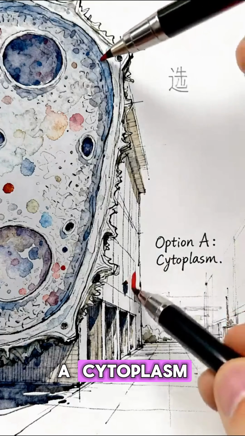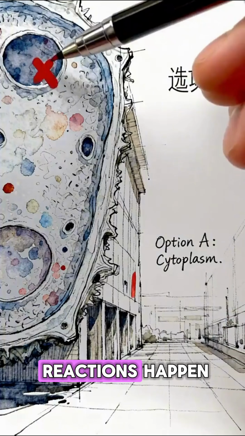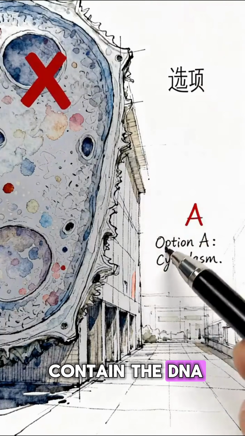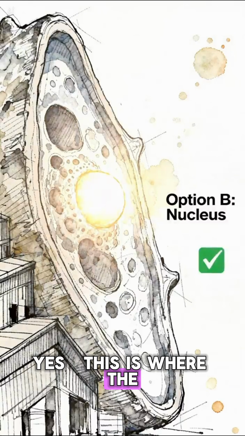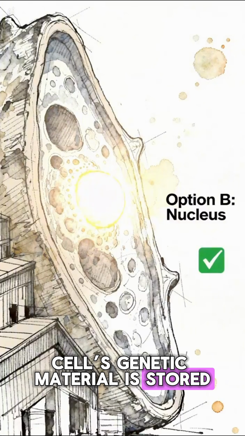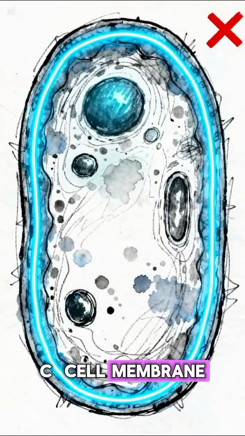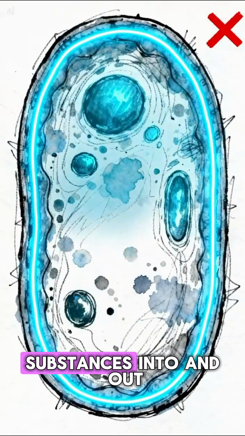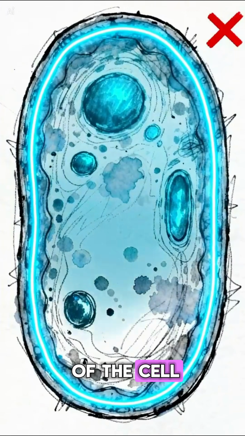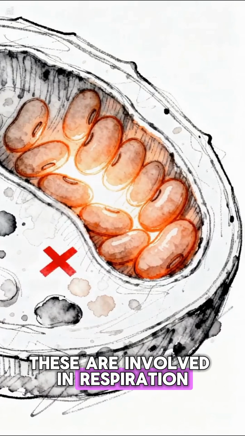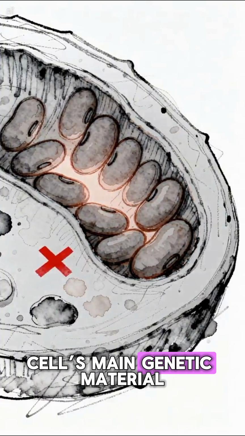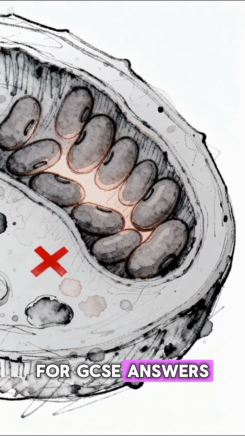A. Cytoplasm. This is where many reactions happen, but it does not contain the DNA. B. Nucleus, yes. This is where the cell's genetic material is stored. C. Cell membrane. This controls movement of substances into and out of the cell. D. Mitochondria. These are involved in respiration, not in storing the cell's main genetic material for GCSE answers.